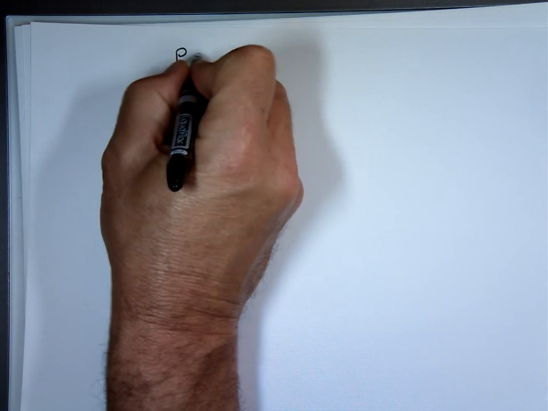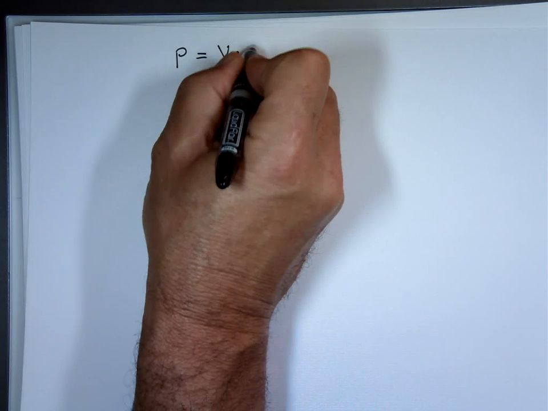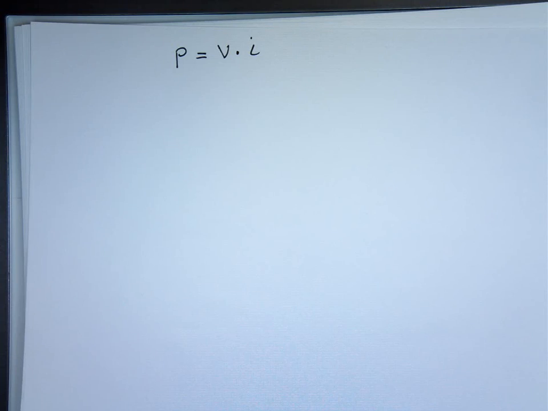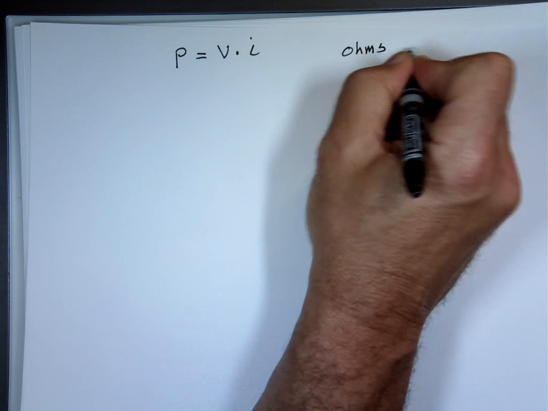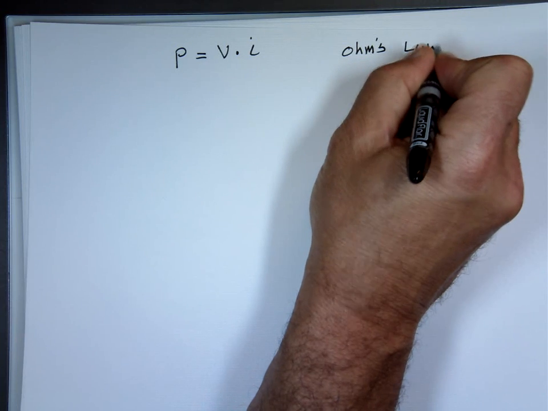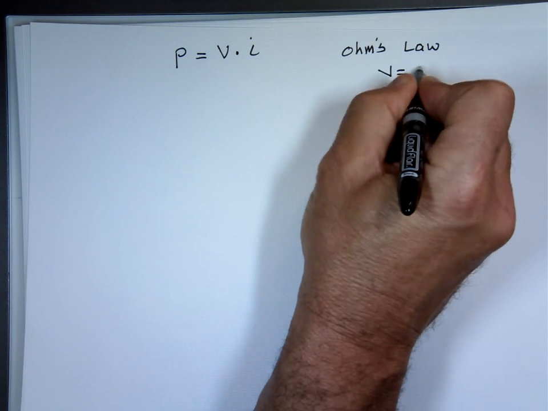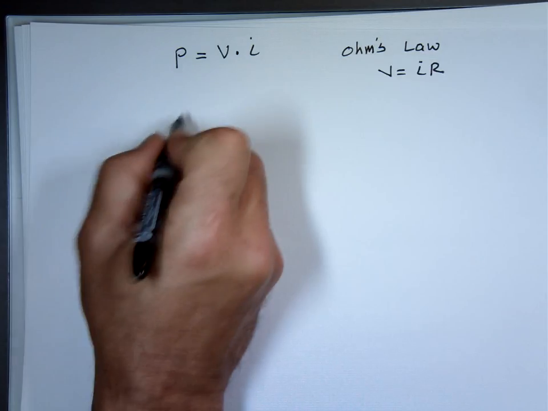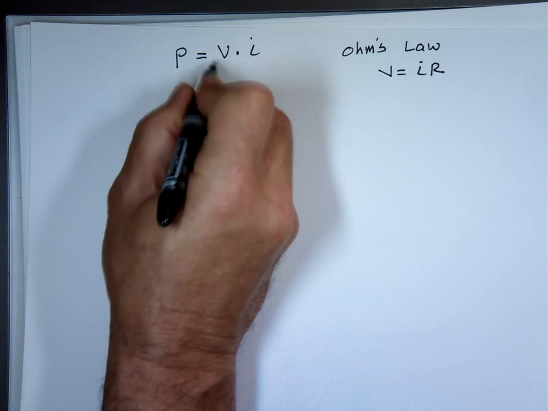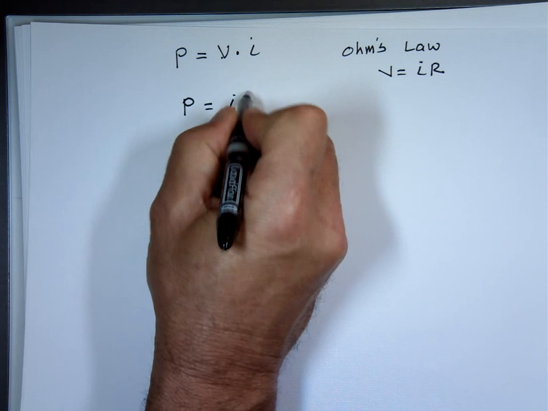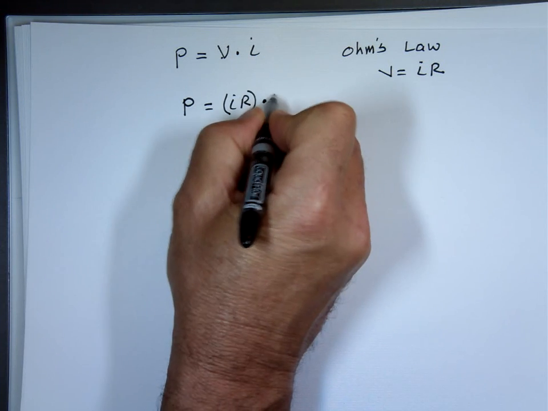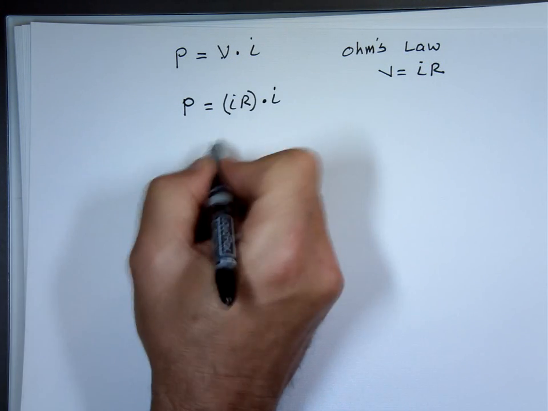Now, we know power is equal to voltage times current, right? It's either supplied or absorbed. That's what we did. But let's add Ohm's law to that, which says V equals I times R. So if I go to power now, in place of V, let me put I times R. That's what V is equal to. And multiply it by I. Power becomes what? I squared times R.